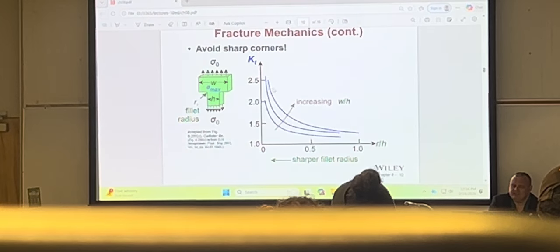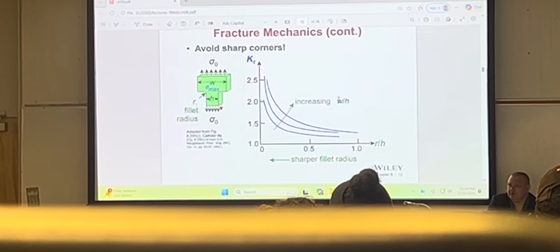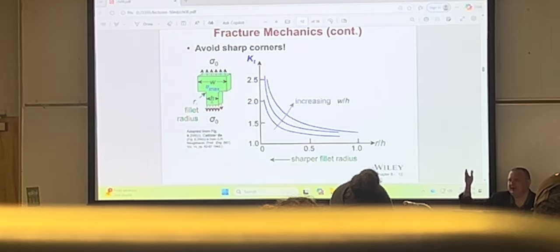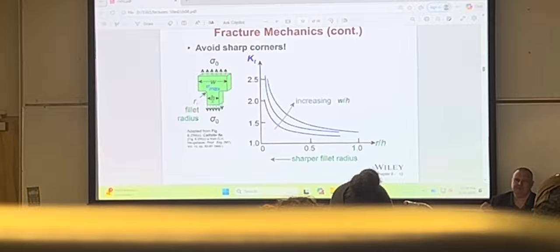And you can see that there are different curves of W over H, where W is the large width, and H is the small width. So you don't want to have a sharp, abrupt transition from one geometry to the other. That's how you minimize the stress concentration.